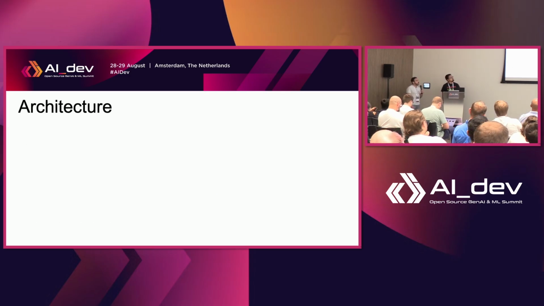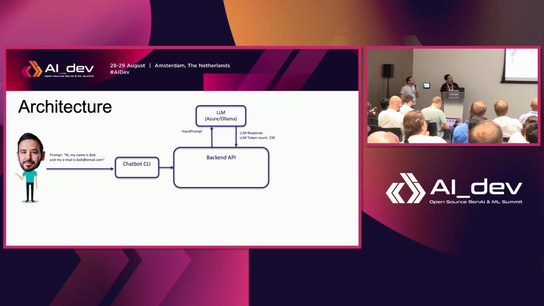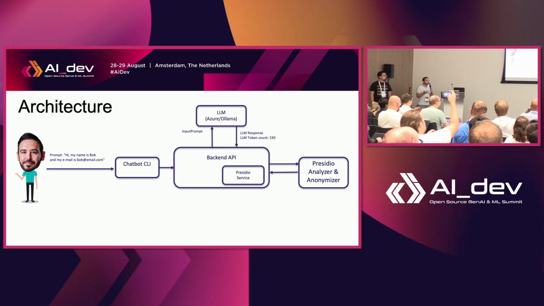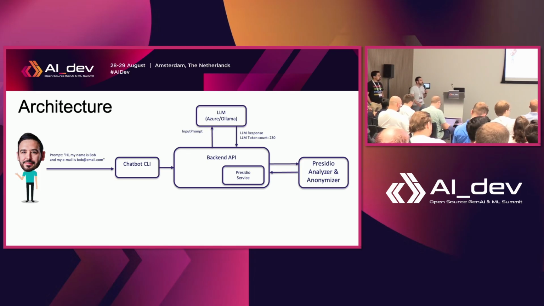So for today, we're going to show first a simple, very basic chatbot CLI that is going to interact with a backend API, and then this backend API is going to talk to an LLM. In our case, we're running Ollama using a small language model because this is a workshop. But if you by any chance have access to Azure OpenAI, you can use that as well, but you don't have to. Everything's already set up with Ollama, so that should be perfectly fine.